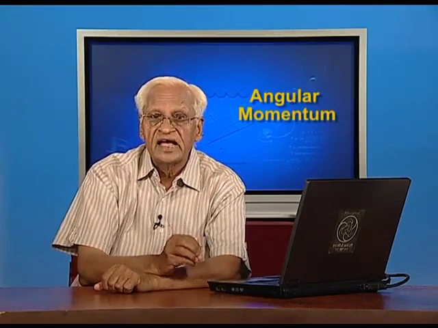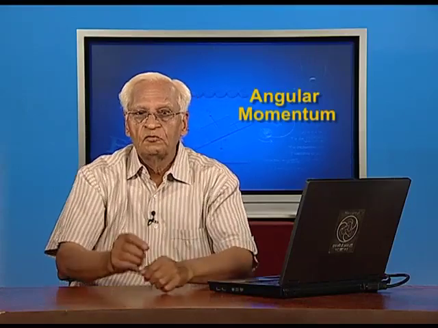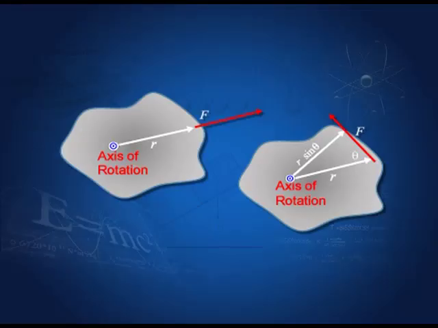Here, if we want to change the angular momentum, we have to apply what is known as a torque. Let us see what the torque is. Here is a rigid body rotating about the axis of rotation, which is outside the plane of the screen, and F is the force which acts at this point at a distance r from the axis of rotation.